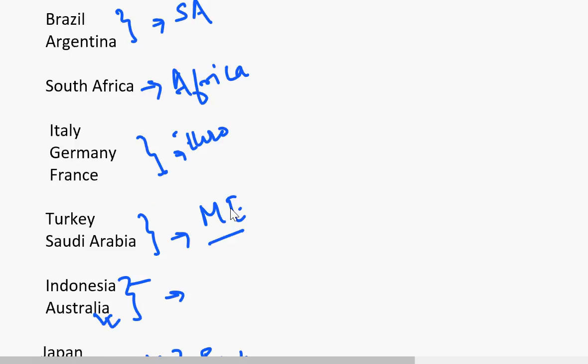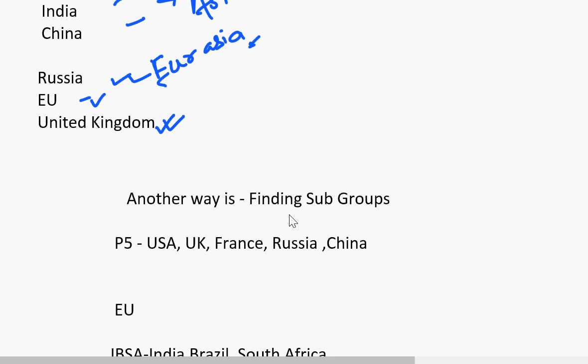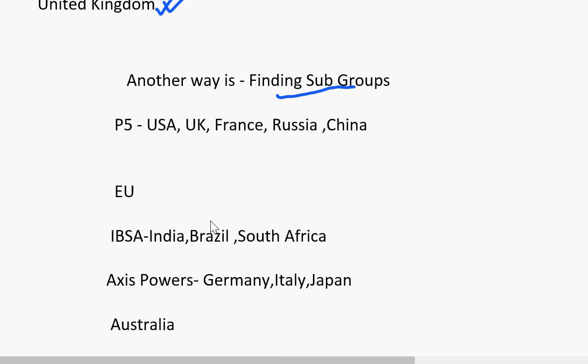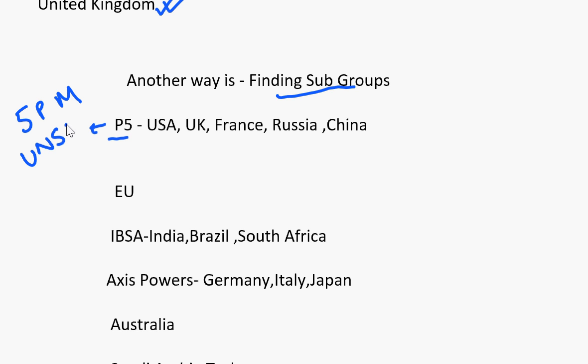Another way of remembering these countries is finding subgroups. In these 20 countries there are subgroups also. For example, there are P5 countries. What are P5? These are nothing but the five permanent members of the United Nations Security Council. These are USA, UK, France, Russia, and China. EU is itself a group.